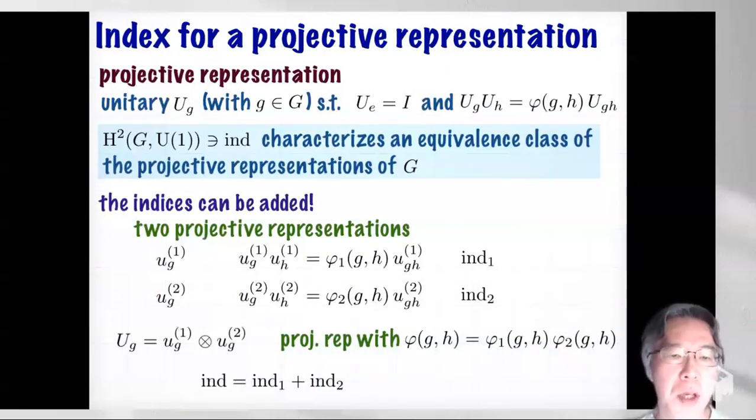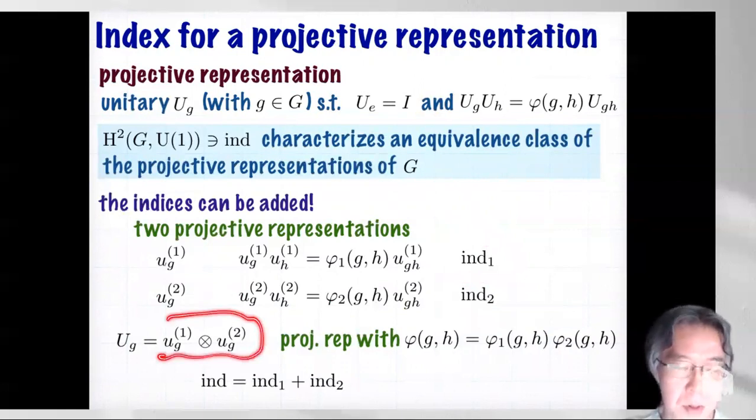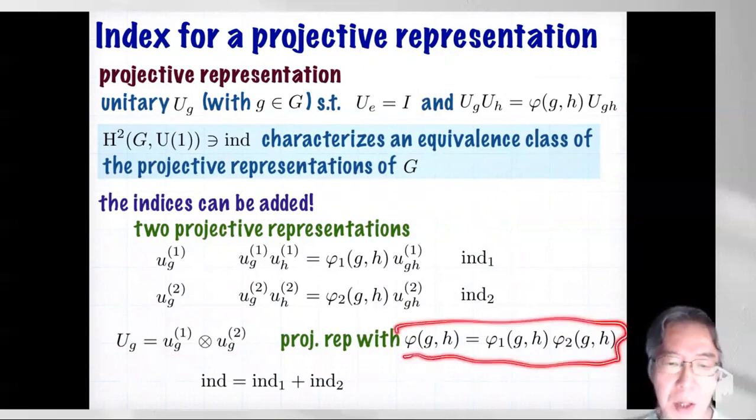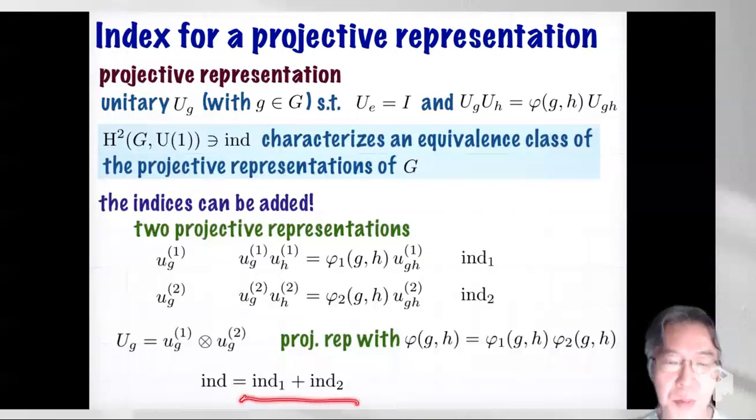One very important property of these indices is that we can add them. Suppose that we have two projective representations of a single group G, and I denote them by U_g^1 and U_g^2, and they have index 1 and index 2. Then you consider the tensor product of these two. Of course, this also gives a projective representation with this new phase factor phi. I want to describe H2 as an additive group. This means that the index for the new projective representation is simply the sum of the two indices.